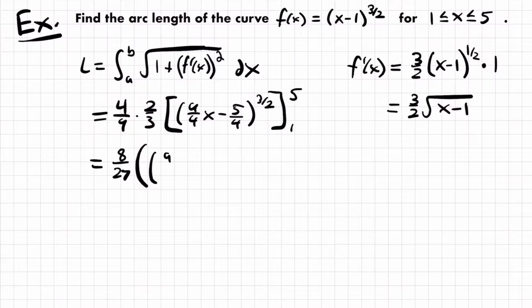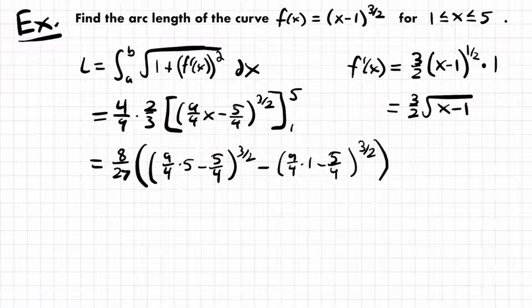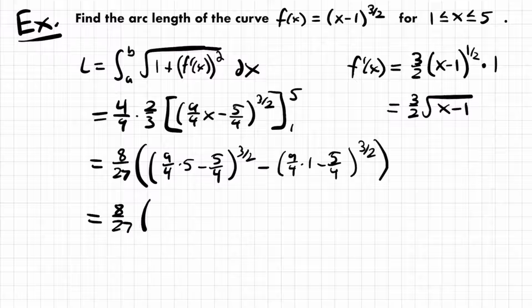So we will have 9/4 times 5 minus 5/4 to the power of 3/2 minus 9/4 times 1 minus 5/4 to the power of 3/2. All right, and so if we simplify, this will be equal to 8/27 times 9/4 times 5. That will be equal to 45/4 minus 5/4. But note that 45/4 minus 5/4 will just be equal to 40/4. And so I'll rewrite that.